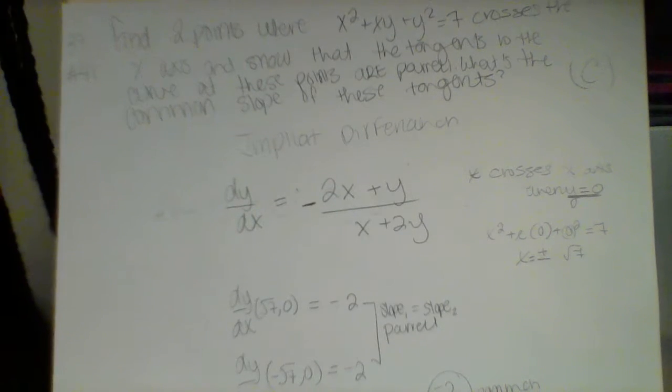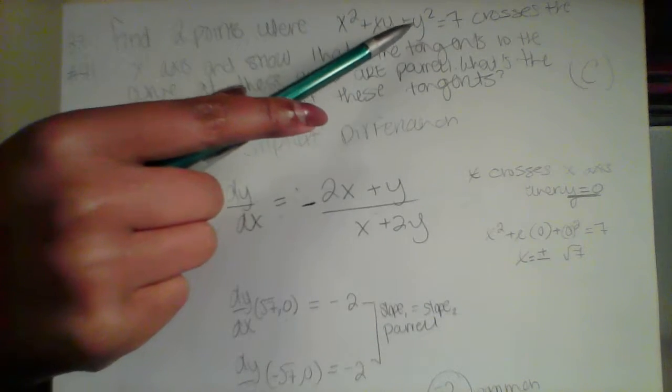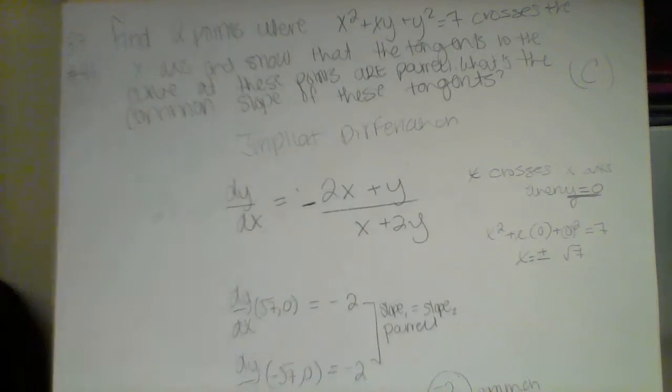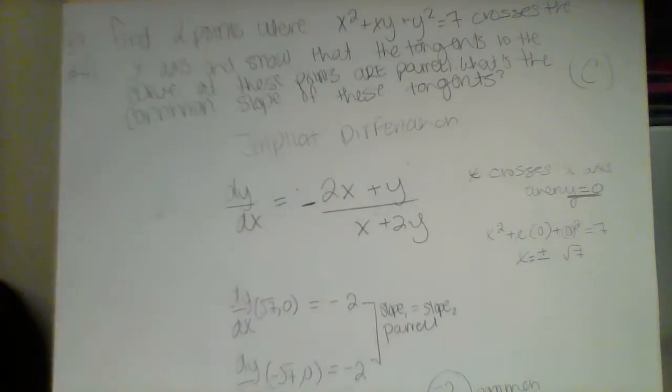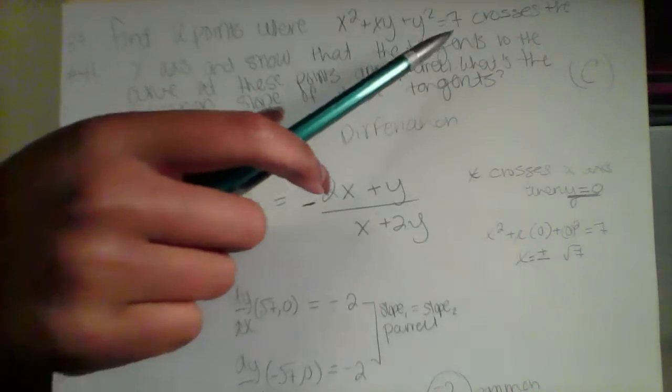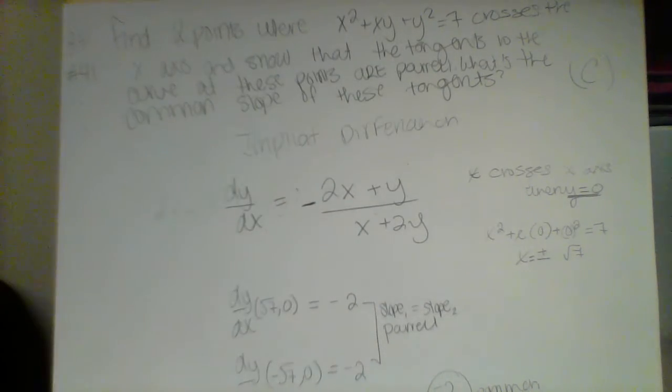Okay, so the next question is number 41 from section 3.7, which asks us to find the 2 points where x squared plus xy plus y squared equals 7 crosses the x-axis and show that the tangents at these points are parallel. What's the common slope of these tangents?